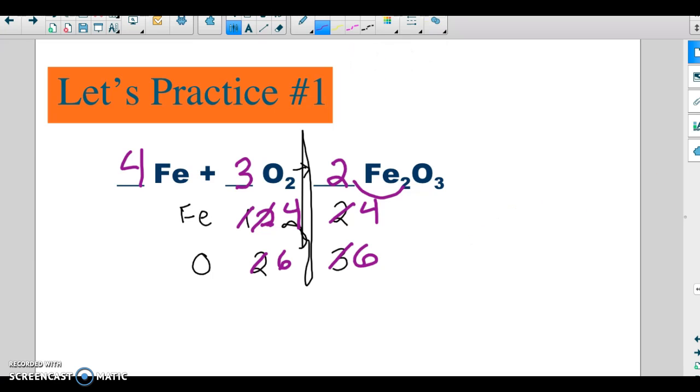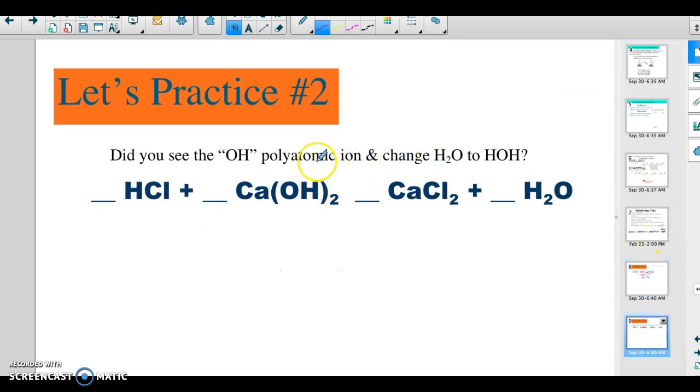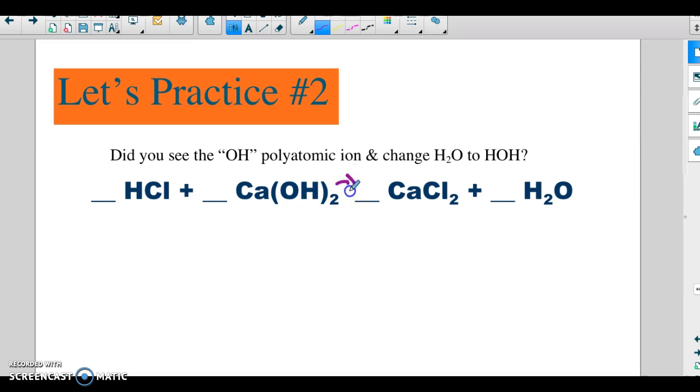Let me show you another. So here's an example where we have the polyatomic ion hydroxide. And again, we can kind of break this down. What I recommend is if you have hydroxide on one side and you have water on the other, for balancing, it's helpful to write the water this way.